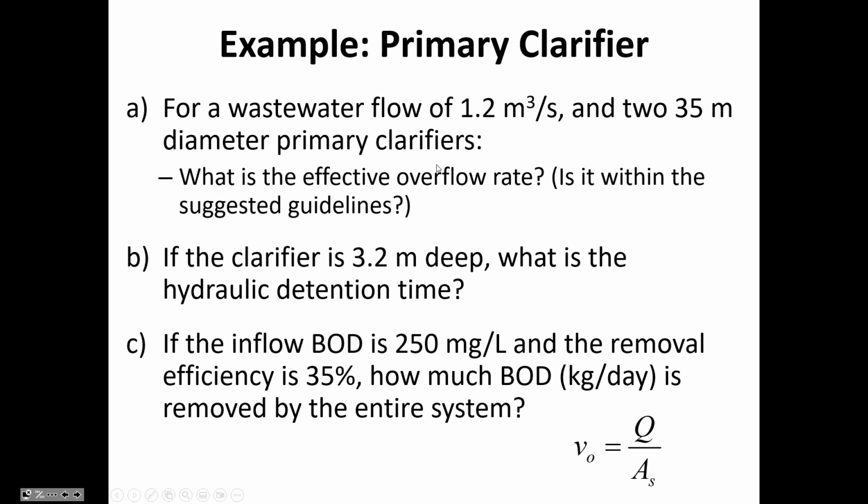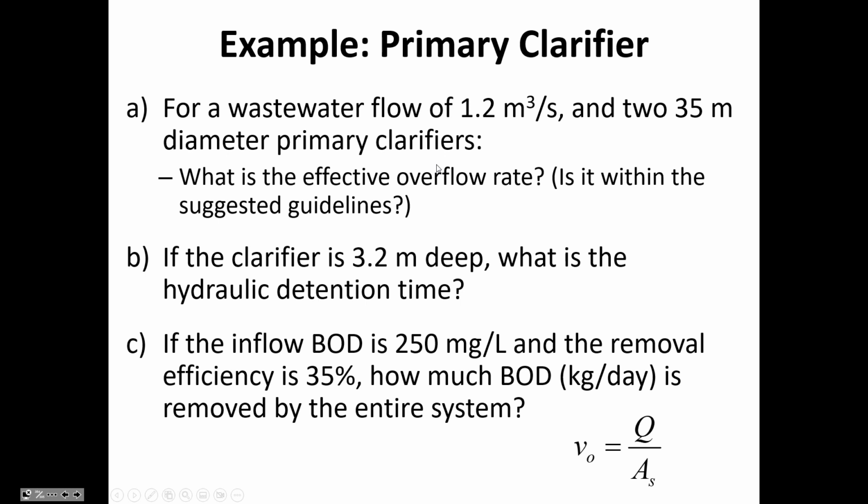So part A, first of all we need to calculate the area, and the area is going to be pi d squared divided by 4. And then the next thing we want to do is calculate the loading rate, which is the flow rate divided by the area.